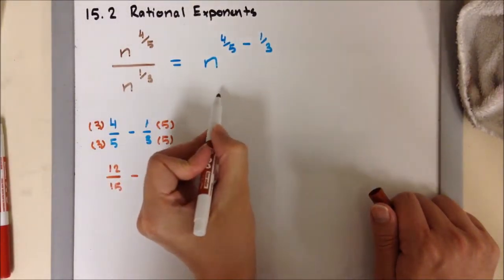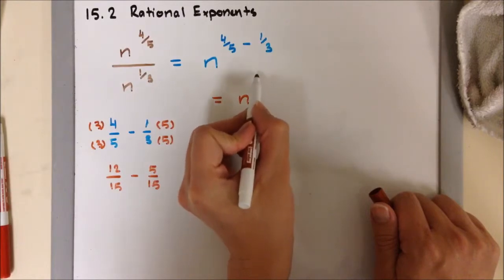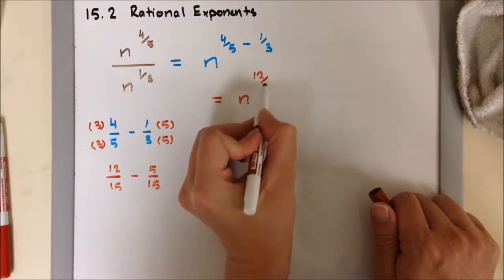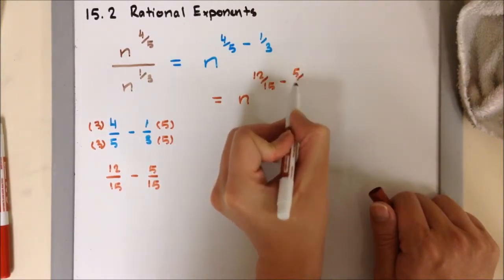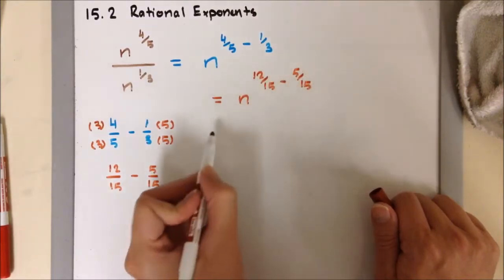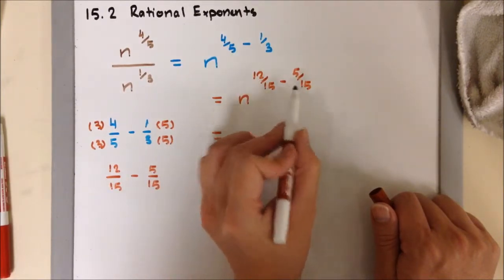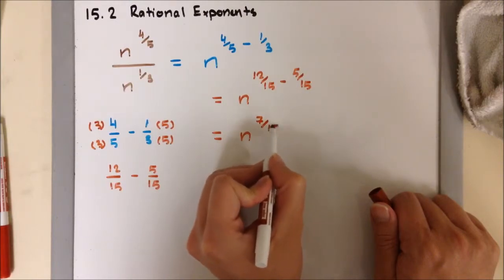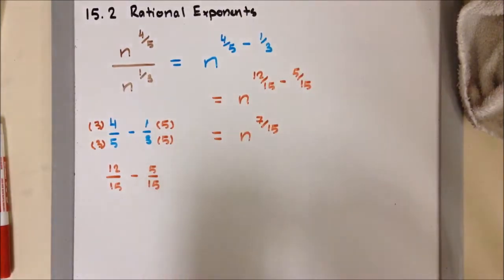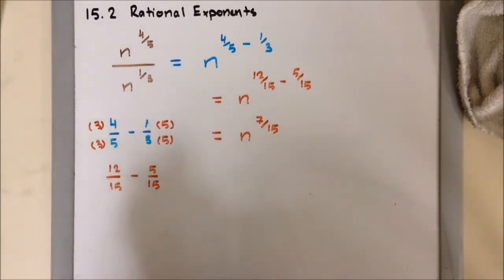Then I'm going to bring it back over here. So it's going to be n to the power of 12 over 15 minus 5 over 15. So when you subtract the fractions, we're going to subtract the top. 12 minus 5 will be 7 for the numerator, and my denominator will be 15. So my final answer is n to the power of 7 over 15.